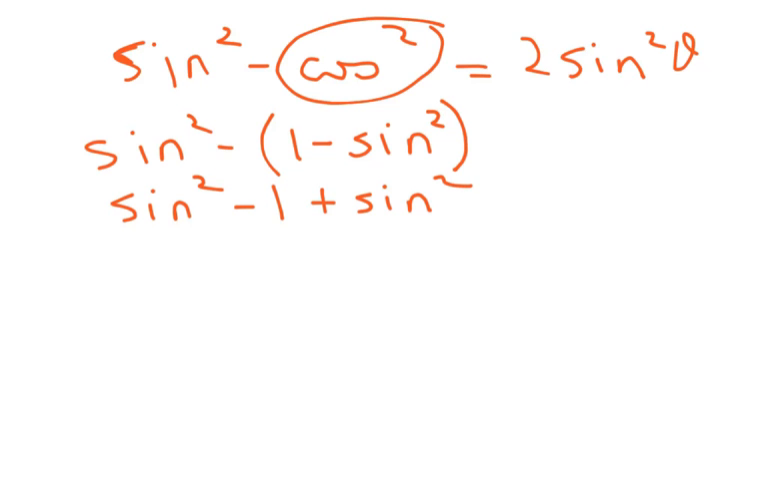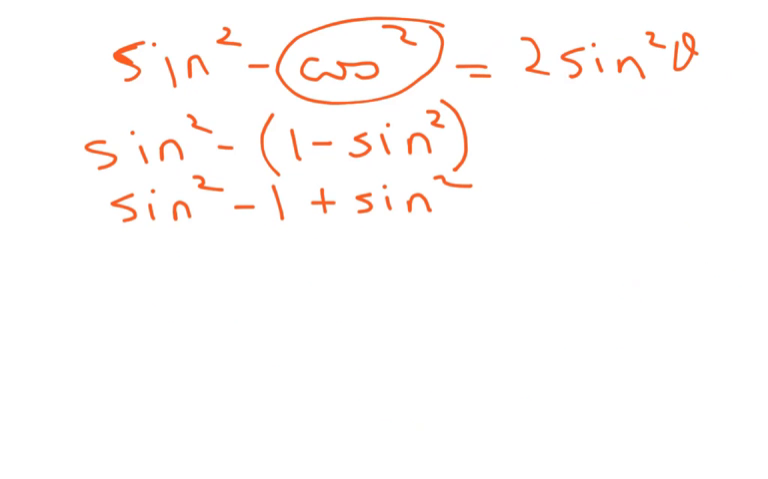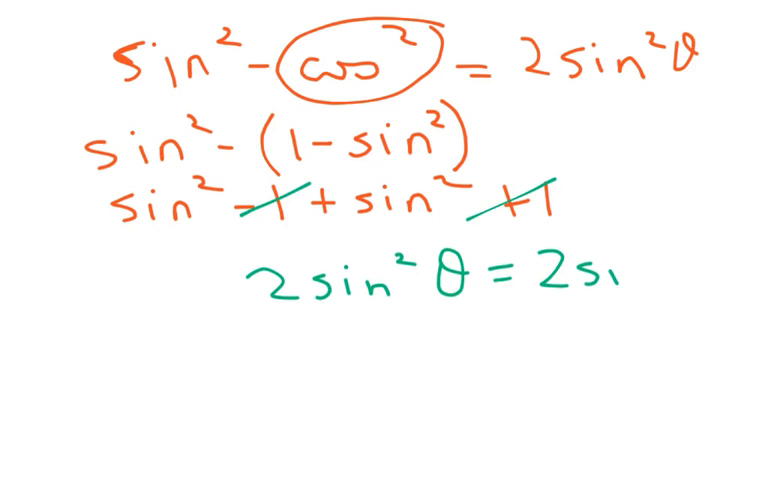And I think I'm doing something wrong, but what I forgot, and I'll go back to the original, what am I forgetting here? The plus 1. So I'm going to add the plus 1. And what happens here is the 1's cancel, and you get 2 sine squared theta equals 2 sine squared theta.